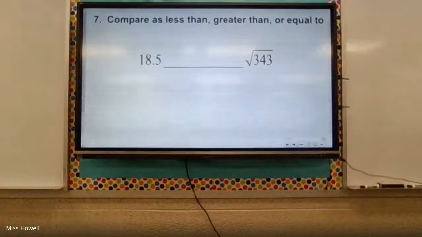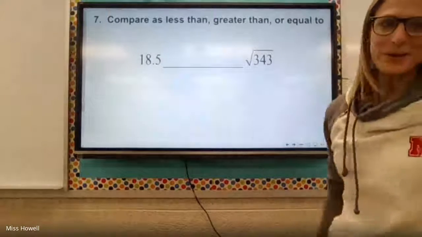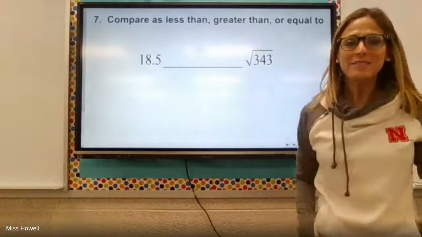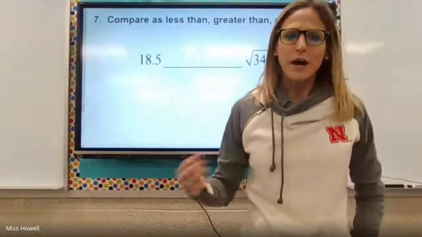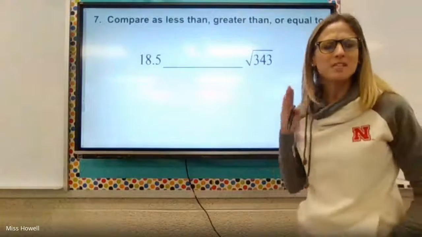All right, number 7, 18.5 and the square root of 343. 18.5 is in decimal form. Leave it alone. Don't convert it. Let's get this guy to a decimal. Again, I can use the approximate value. I don't have to simplify to like 5 square roots of 3. Go ahead, use your calculator, get the approximate decimal value.